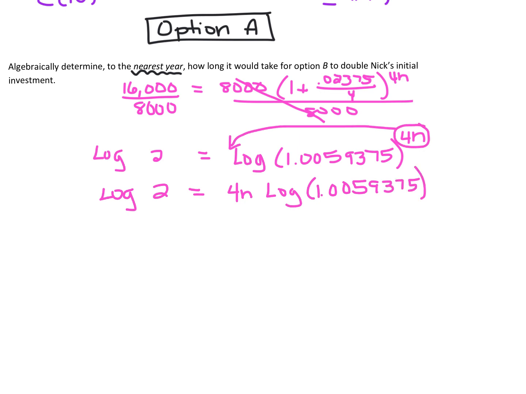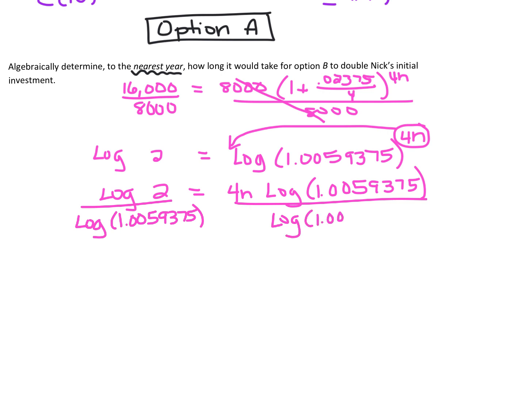Now our goal is we need to get the n all by itself in this equation. So in order to do that, we have to divide by two things. We have to divide by 4, and we have to divide by log of what's in the parentheses. I usually like to divide by log of what's in the parentheses first. It doesn't matter what you divide by first, but it's one less time you have to write that big, long number. So when I divide by it here, I'm just getting rid of it. Okay, so those cancel, and I'm going to bring down the 4n.